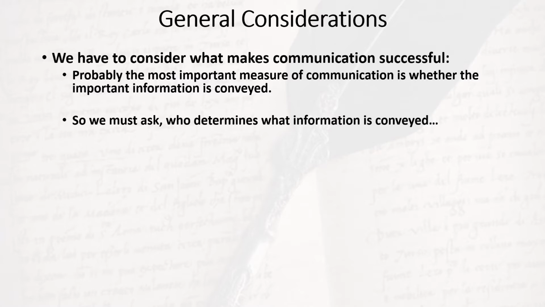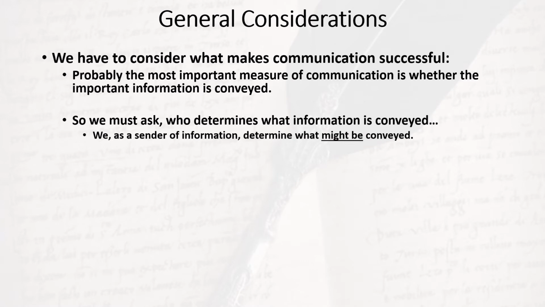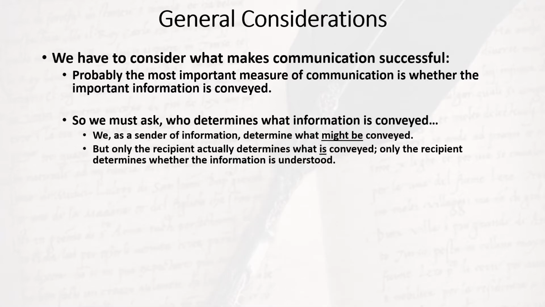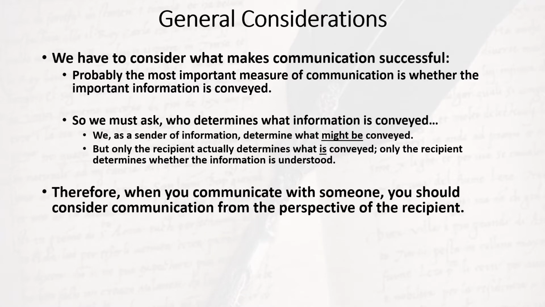If we think about communication dichotomously in a sender-receiver dynamic, where the sender is the person talking or writing, and the receiver is the person reading or listening, then as the sender of information, we determine what information might be conveyed, what is available for conveyance. But only the recipient actually determines what is conveyed, because they determine whether they understood the information that you were trying to communicate to them. Because of that, I would argue that when you communicate with someone, you need to consider that communication from the perspective of the recipient, because they'll ultimately determine whether your communication was successful.